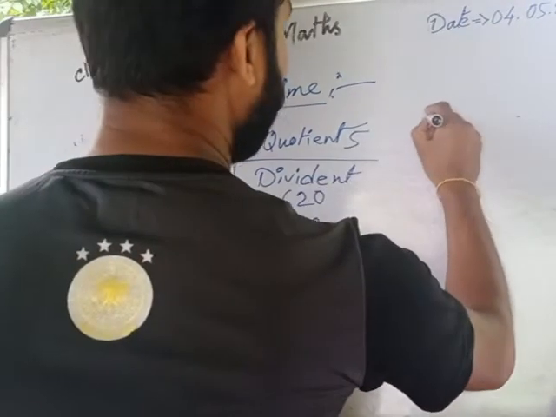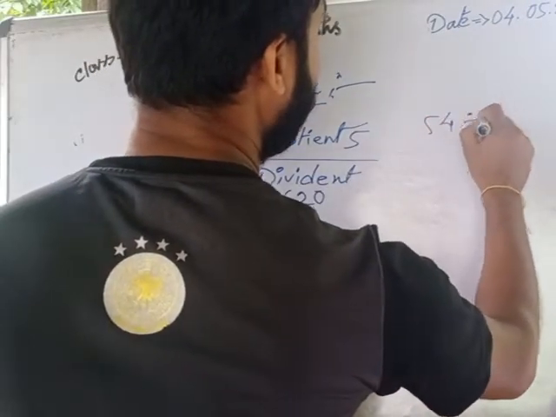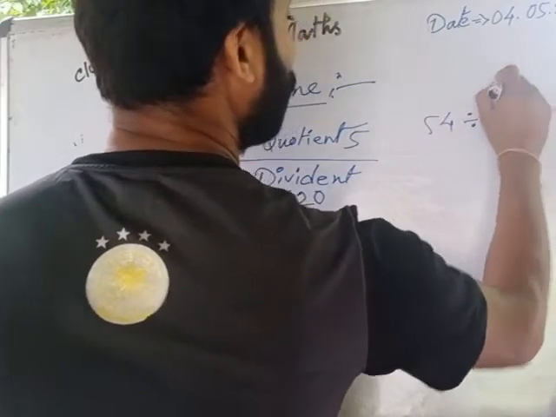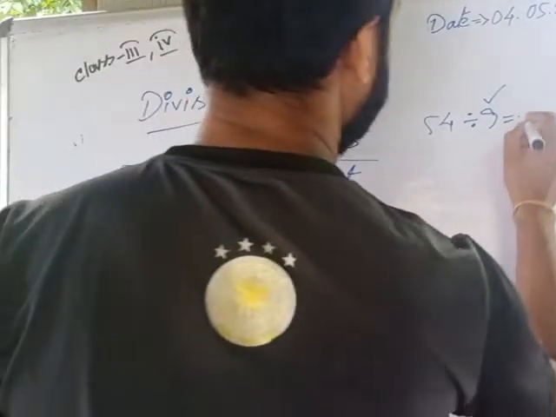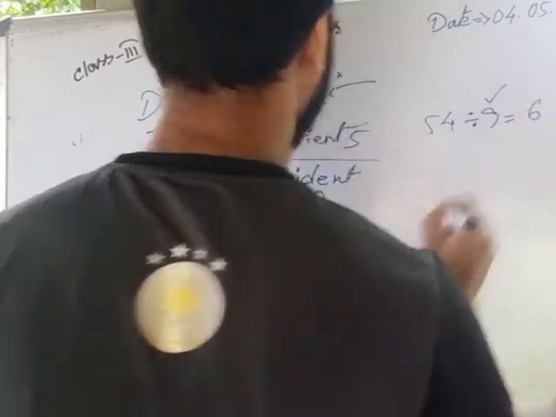Suppose it is 54 divided by 9. That means we should count the table of 9. 9 sixes are 54. That means we should write here 6.